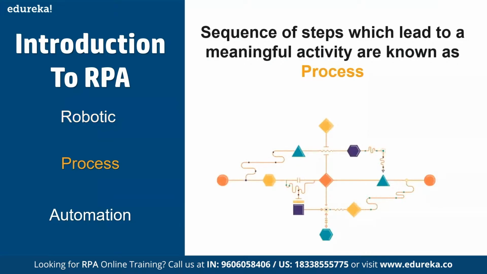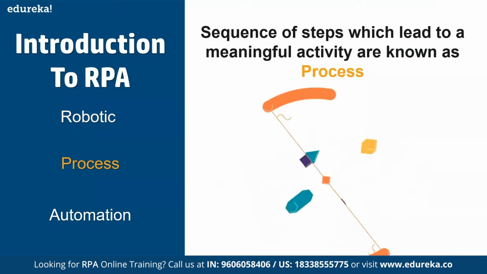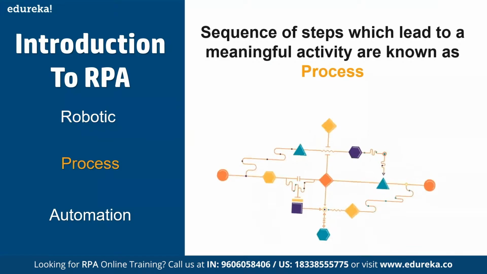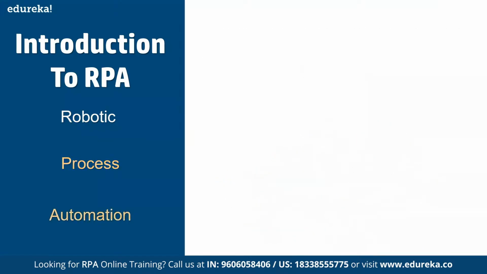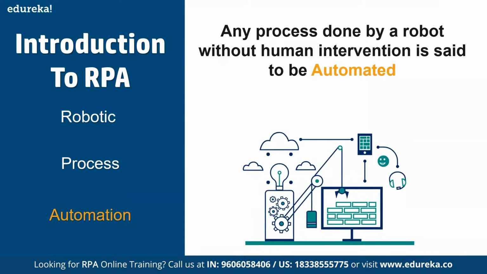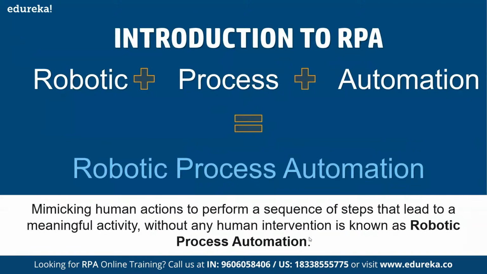A process is a sequence of steps which lead to a meaningful activity. That is something that we call a process, right? And automation is when something happens or occurs without human intervention, we call it automation, right? And when we combine all these three together, we get robotic process automation, right? So what is RPA? RPA is mimicking human actions to perform a sequence of steps that lead to a meaningful activity without any human intervention, right? So this is the definition of robotic process automation.